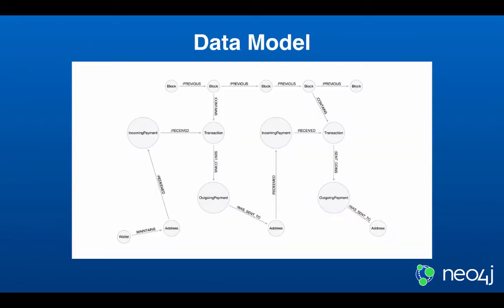I've modeled the data as shown. An address redeems some coins as part of an incoming payment node. The incoming payment node is connected to a transaction which sends coins to an outgoing payment node. This node then sends the coins to an address. The entire transaction is part of a blockchain which is connected to previous blockchains.